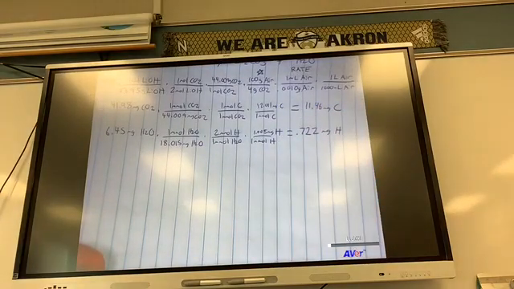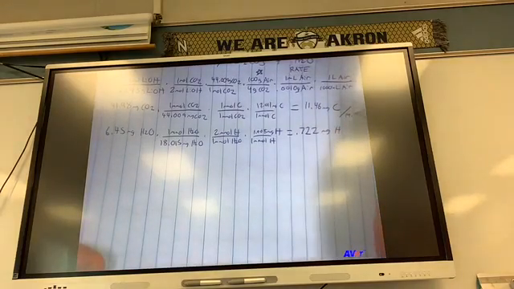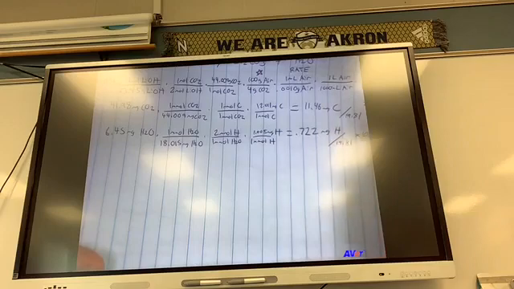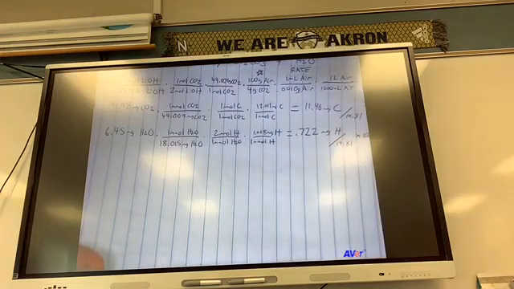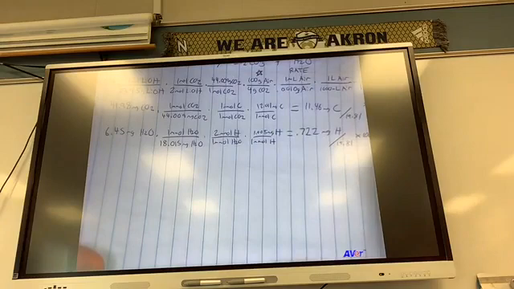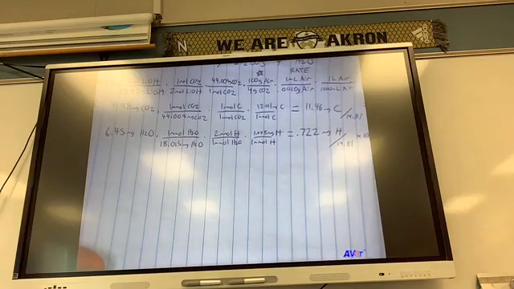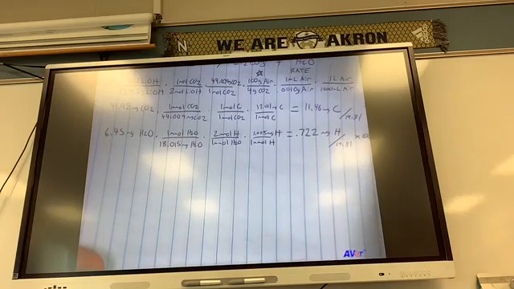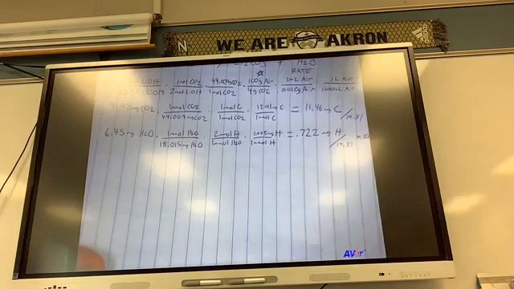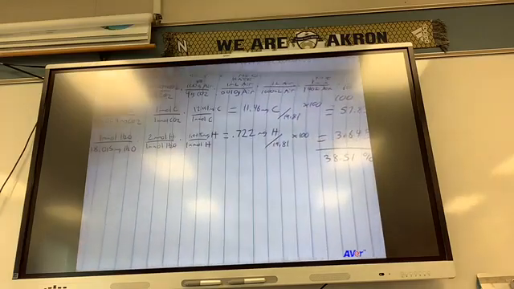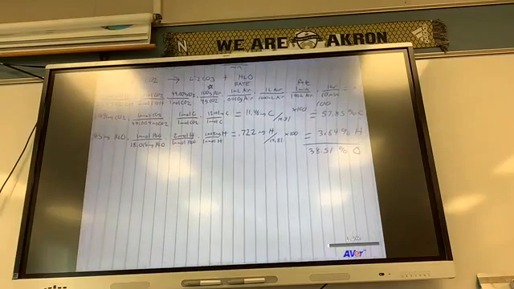Divide by the total, 19.81, times 100. For carbon, I got 57.85% carbon. For hydrogen, I got 3.64% hydrogen. If you take 100 and subtract those, I got 38.51% oxygen. So there are my percents.